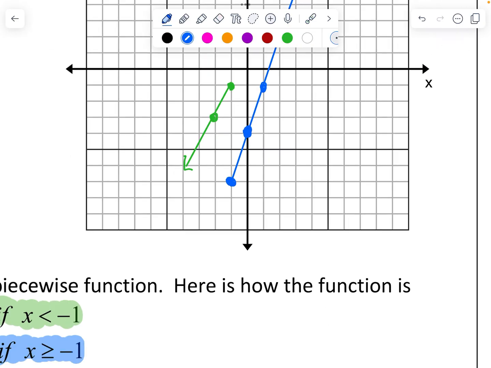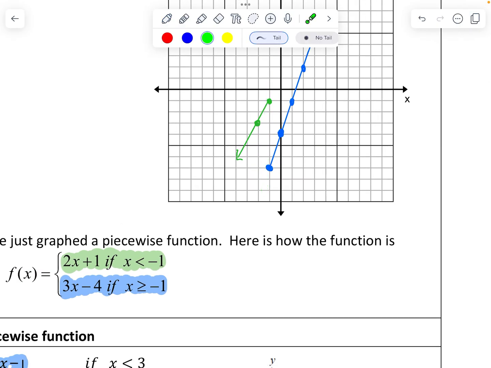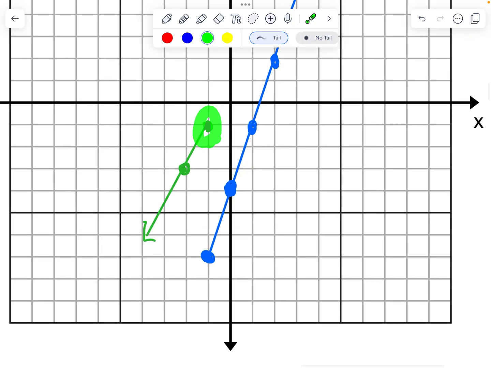All right, now the difference, right now we don't have a function because this point is right above that point. It would fail the vertical line test. But in the green line, it says x is strictly less than -1. It's not allowed to equal -1 like the blue one is. And so this green point right here isn't actually a point at all. It's a hole. So something like that.